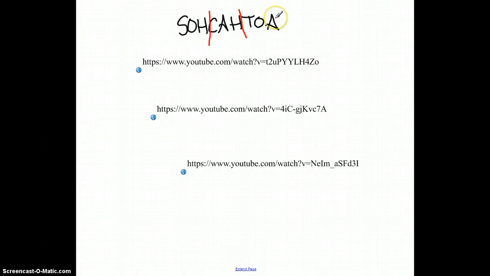In this section, we're only using sine and cosine, but remember, eventually they're going to be all mixed up. And our job is going to be to figure out, okay, which of these ratios can I use? So any of these three may give you some good ideas about what to use.